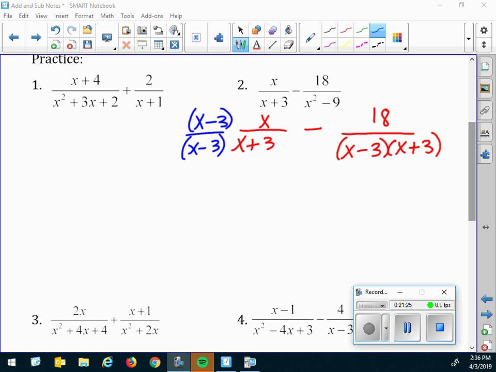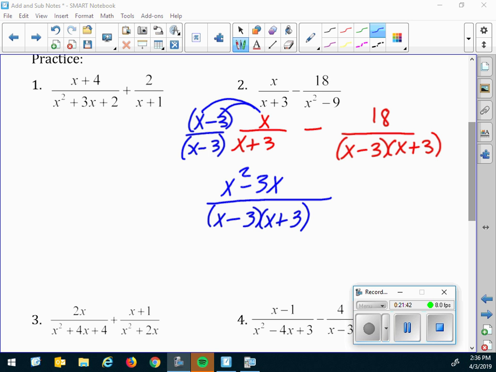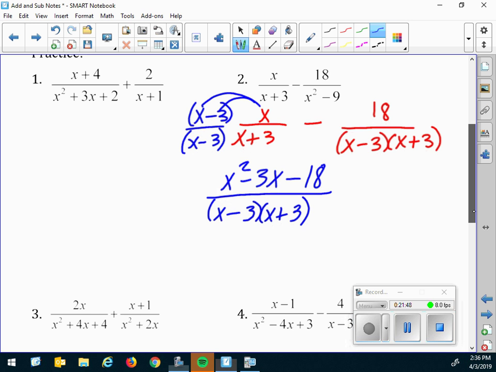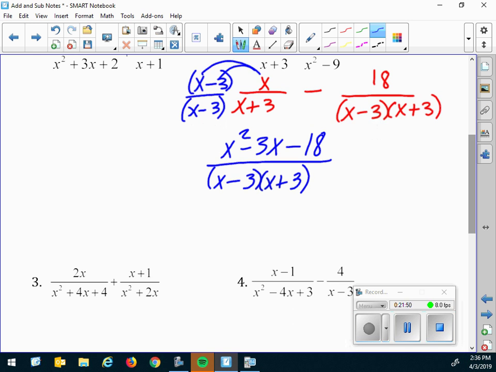Okay. So I've got in my denominator x minus 3 times x plus 3. What's the numerator? X squared minus 3x minus 18. Will that factor? Will that numerator factor?